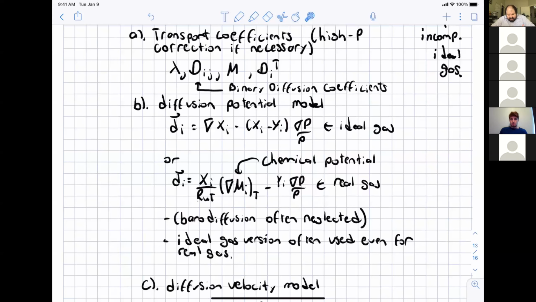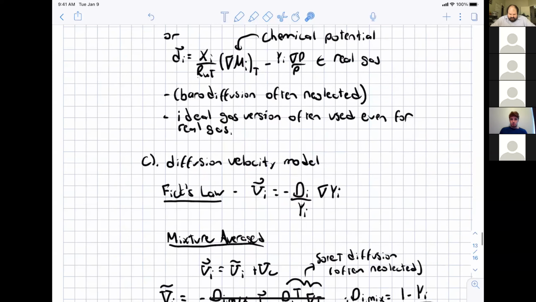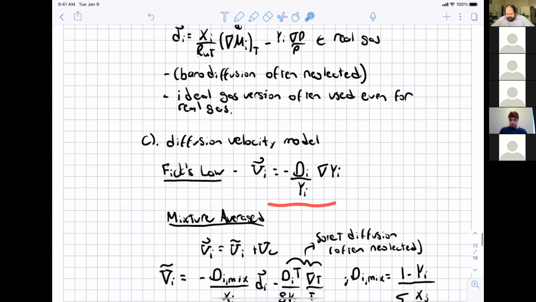Okay, and so even if you never use this form here, it's still important to be aware of it. Okay, so now we picked a diffusion potential. Now we need to pick a diffusion velocity model, which may or may not use the diffusion potential. If you have fixed law, then you don't need to worry about the diffusion potential. You just basically use this form here.